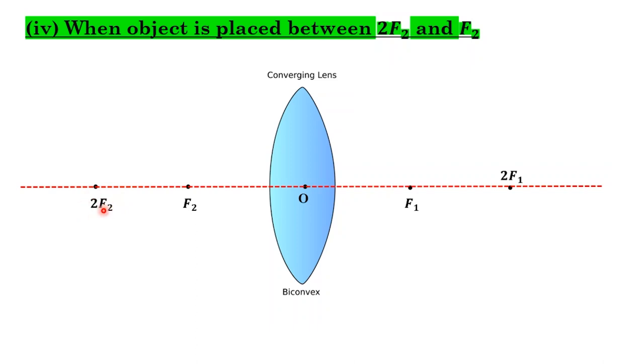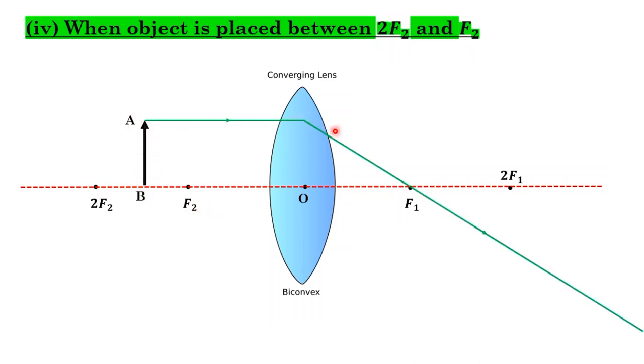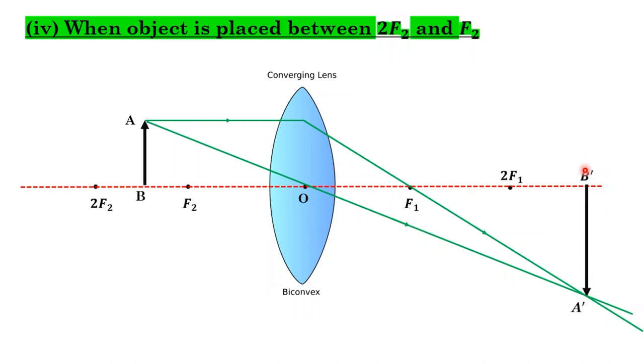Now, the fourth case: when the object is placed between 2F2 and F2. So this is 2F2 and F2, and this is our object. The first ray will go parallel to the principal axis, and after refraction it passes through the focus. The second will pass through the optical center. So this is the optical center. Where are they meeting? At this point. So this point will be the image of this, so this will be A prime. This is our image, B prime, A prime, or we can say A prime, B prime.